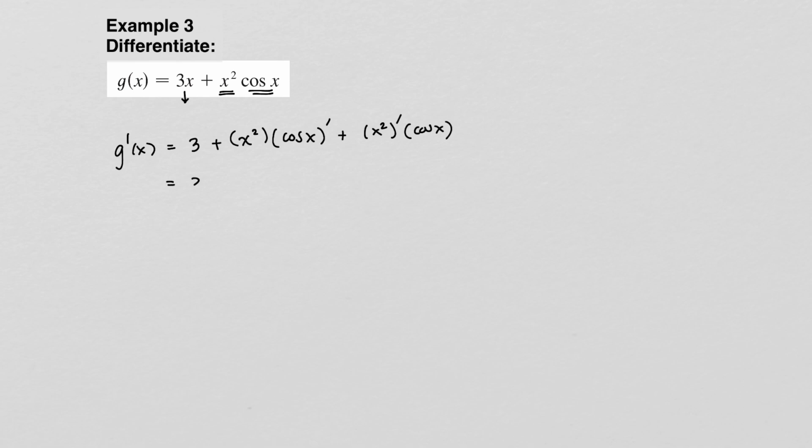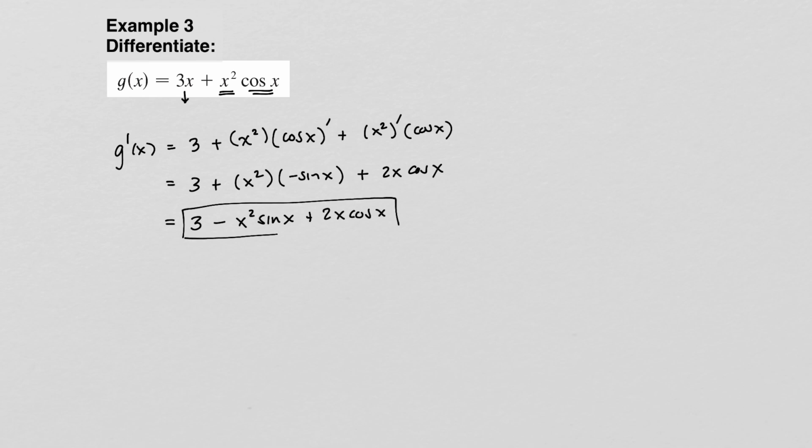If we do the math, we have 3 plus x squared times the derivative of cosine, which is negative sine, plus the derivative of x squared, which is 2x, times cosine of x. And then one last step, let's make sure we clean this up. The negative can go in front here, and this becomes negative x squared times sine of x, plus the rest. So here is the derivative of g of x.